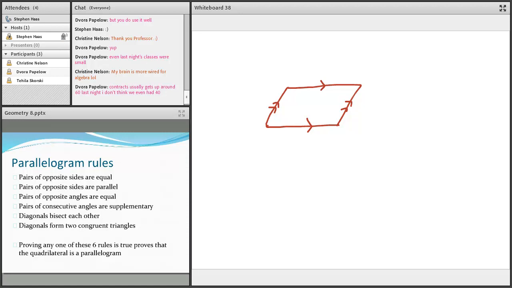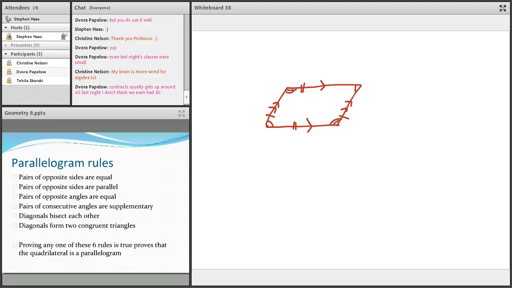A parallelogram also has certain other rules that all parallelograms follow. As we discussed earlier in the course, the good thing is that you only have to show any one of these things, and then you can show that the figure is a parallelogram. For example, if I show that both pairs of opposite sides are equal, it is a parallelogram. If I show that both pairs of opposite sides are parallel, then it is a parallelogram. Also, pairs of opposite angles, this to that, and this to that.